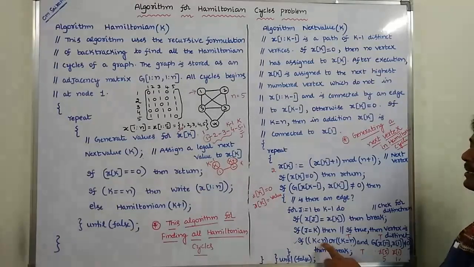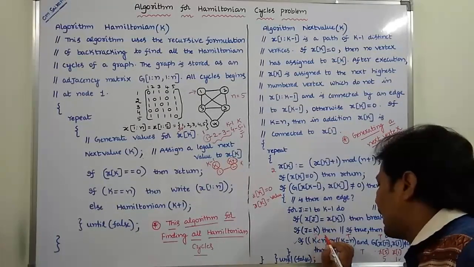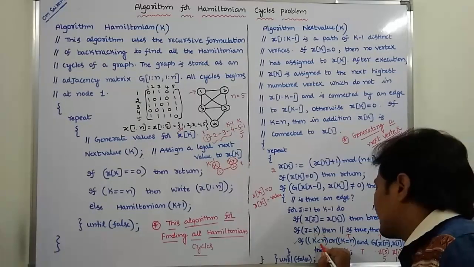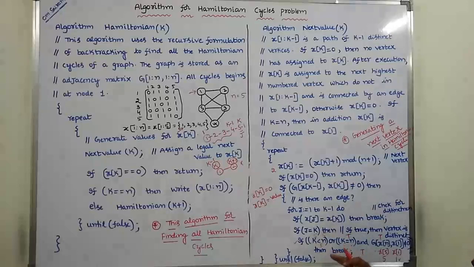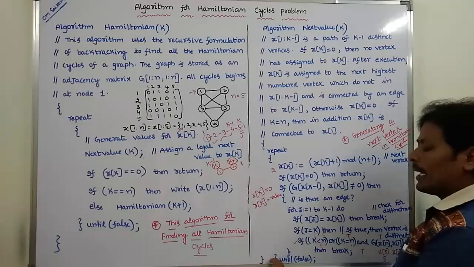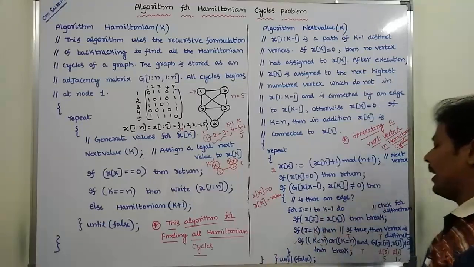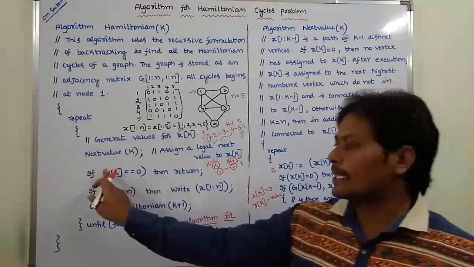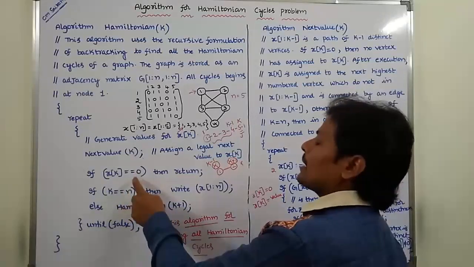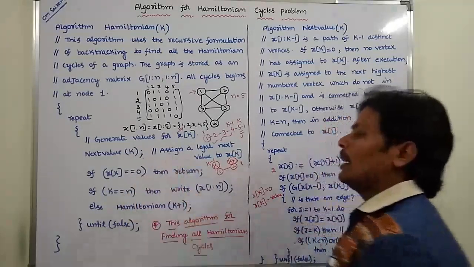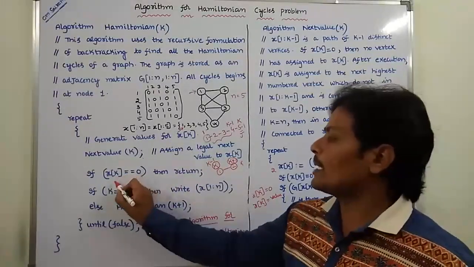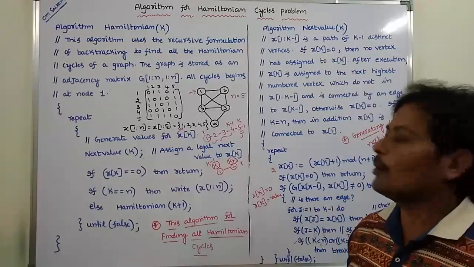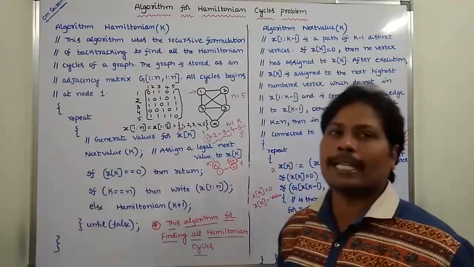K less than n means the k value 5 and the n value 5: 5 less than 5, so this is false. So false or true is nothing but true. So then break, and the control is transferred outside of the loop. There are no statements there. Again it returns to this one. If x of k is equal to 0, it is false because x of k contains 5. 5 is equal to 0, the condition is false. Then it goes to the next statement.